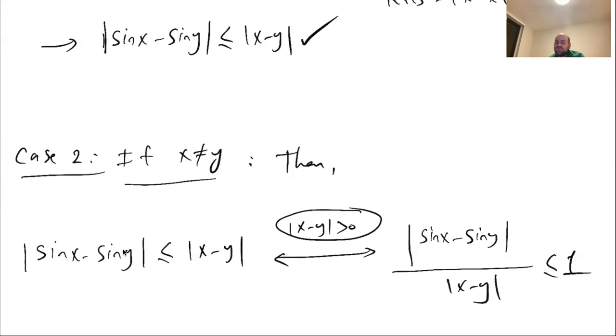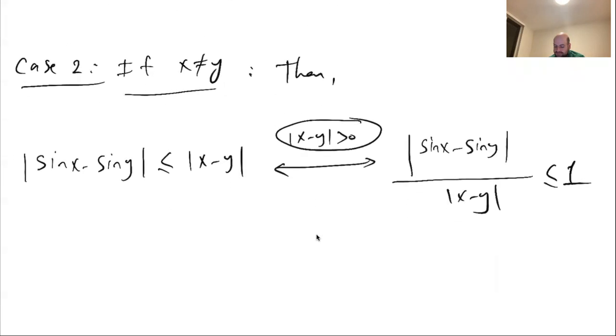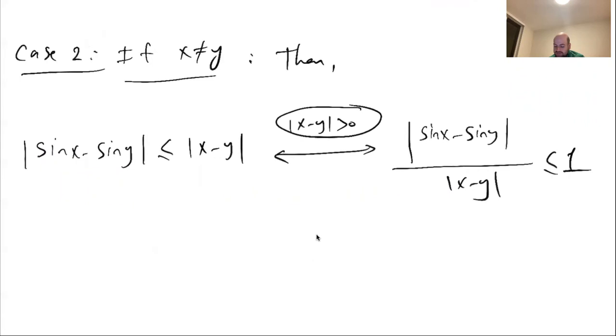And of course, if I have an inequality, I'm allowed to divide both sides of the inequality by a positive number, and the inequality remains in the same direction. If that number was negative, then the inequality would flip. But because right now I have a guarantee that this number, the absolute value of x minus y, is positive, the inequality remains in the same direction. So the absolute value of sine x minus sine y over the absolute value of x minus y will be less than or equal to 1. So this is equivalent with this.